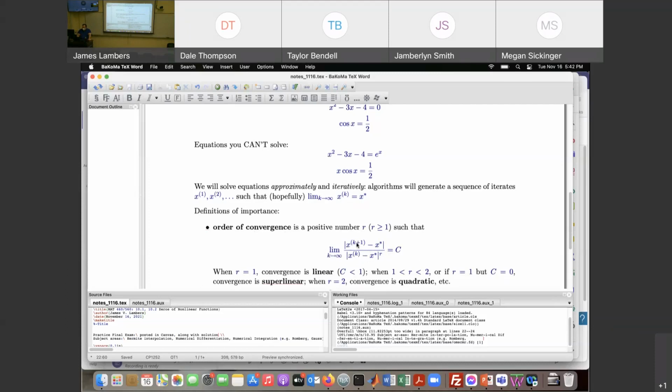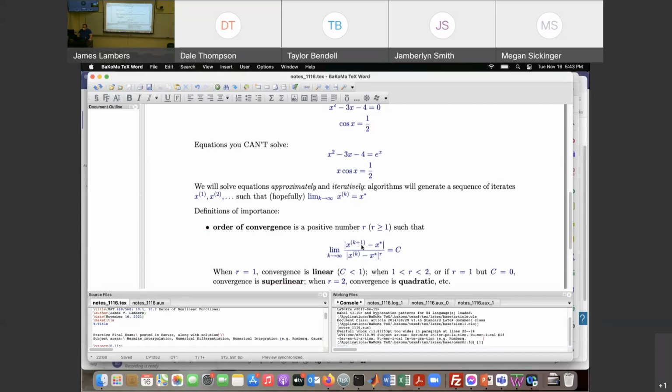So if each error divided by the previous error raised to a power is converging to some constant as the iteration converges, then that power is the order of convergence. So for example, suppose r is equal to 1. That means that the ratio of errors converges. For example, maybe the error is being cut in half as the iteration converges. So the error is certainly going to 0. It's just going to take a while to get there.